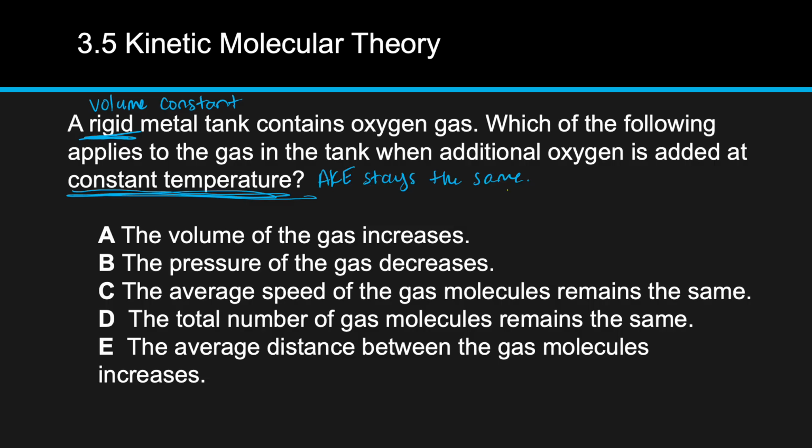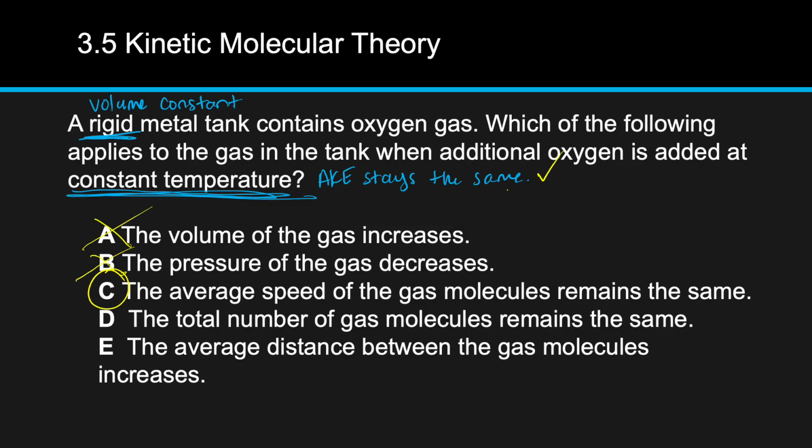So let's look at these options. A says the volume of the gas increases. Well, that is false because it's in a rigid container. B says the pressure of the gas decreases. Well, if we're adding more molecules, that means we're going to have more collisions, which would increase the pressure, so B is incorrect. C says the average speed of the gas molecules remains the same, and we know that that is the correct answer. But let's go ahead and go through D and E, just in case we have a better one.